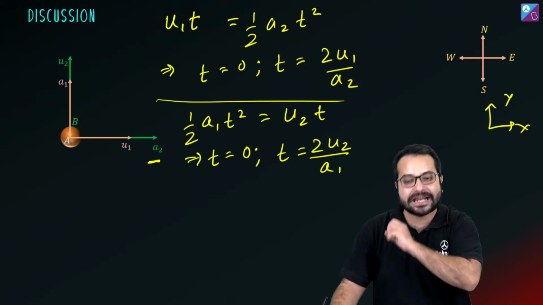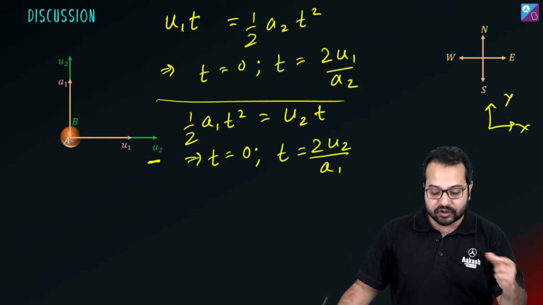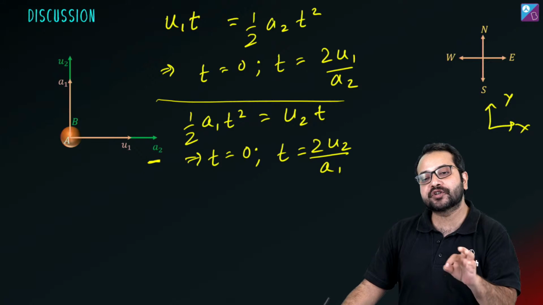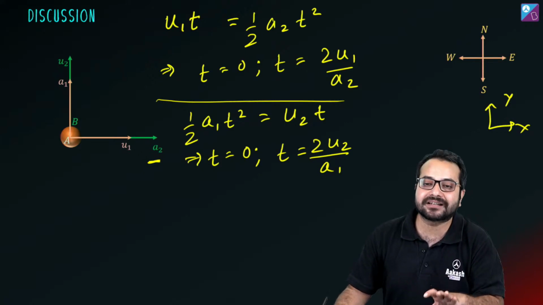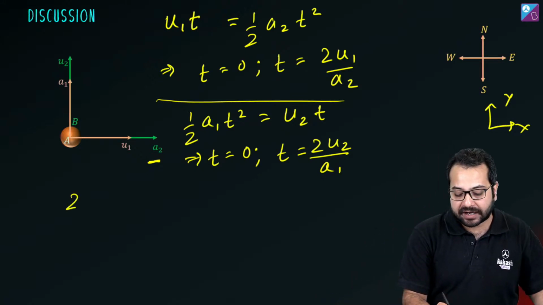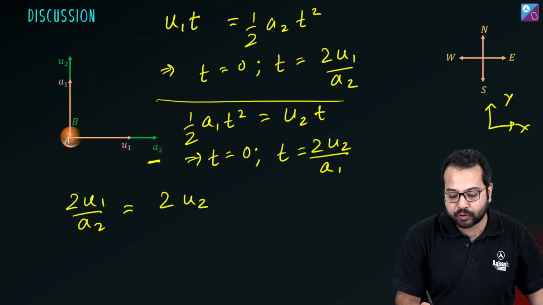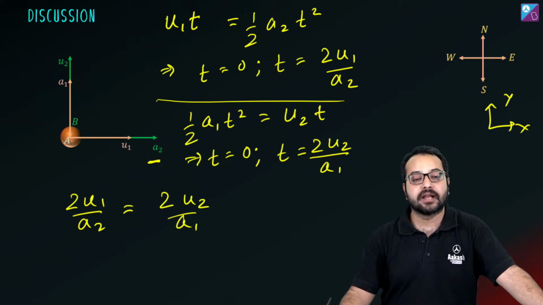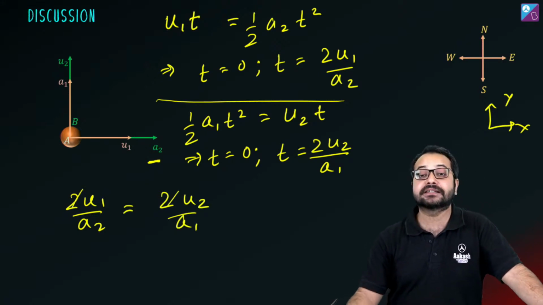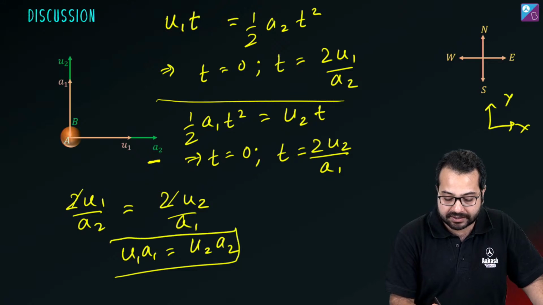Now if at the same time they are at the same position, this is known as collision. So they have to be at the same position at the same time, which means the times that we have calculated should be equal. And what are the times we have calculated? 2u1 upon a2 should be equal to 2u2 upon a1. And from here the 2 and 2 get cancelled, and we get u1 a1 is equal to u2 a2. Is that correct?